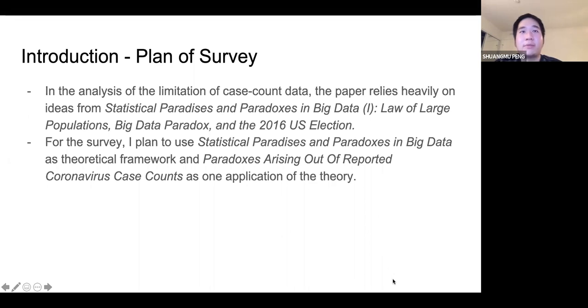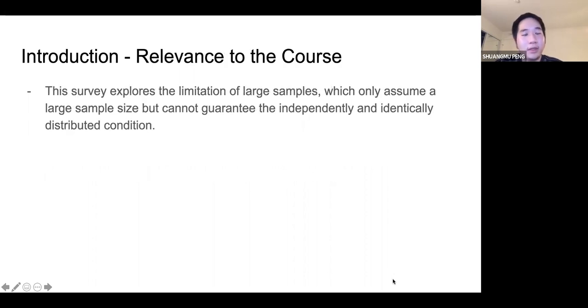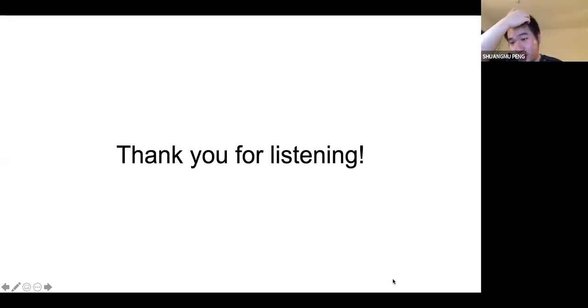And for the survey, I plan to use Statistical Paradises and Paradoxes in Big Data as a theoretical framework, and Paradoxes arising out of reported coronavirus case counts as one application of the theory. And finally, the relevance to the course. This survey will explore the limitation of large samples, which only assume a large sample size but cannot guarantee the independently and identically distributed condition.